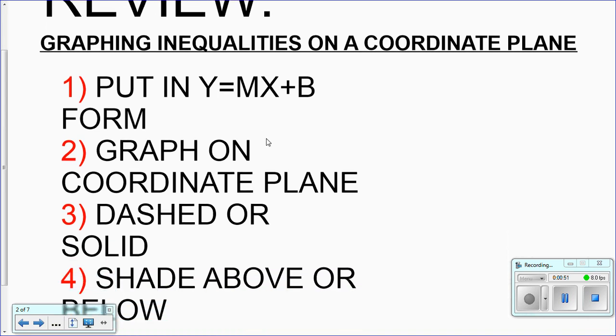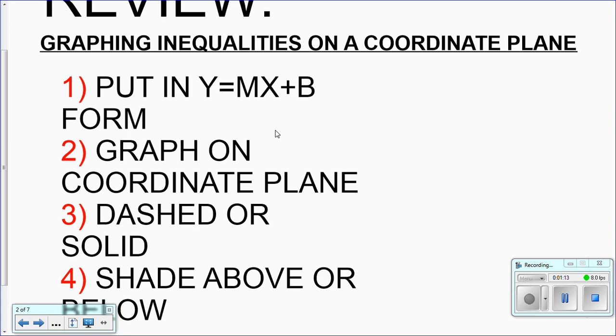Step 1, put it in y equals mx plus b form. Step 2, graph it on a coordinate plane. Step 3, dash or solid line. You have to decide. Not because you feel like one's going to be pretty and one's going to be not, because it actually matters. And step 4 is to shade above or below. Again, you can't decide which one's prettier, you have to actually follow the rules, sorry.